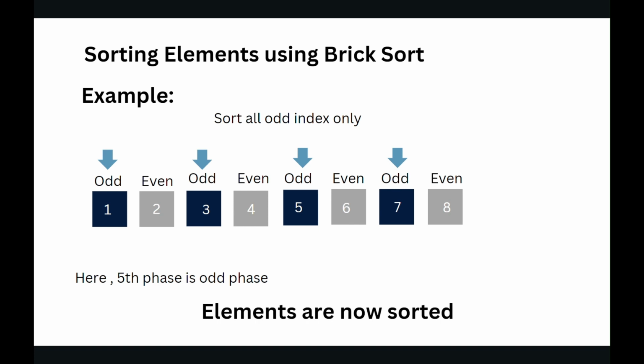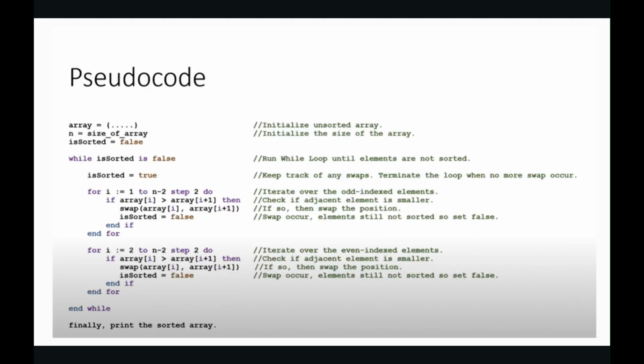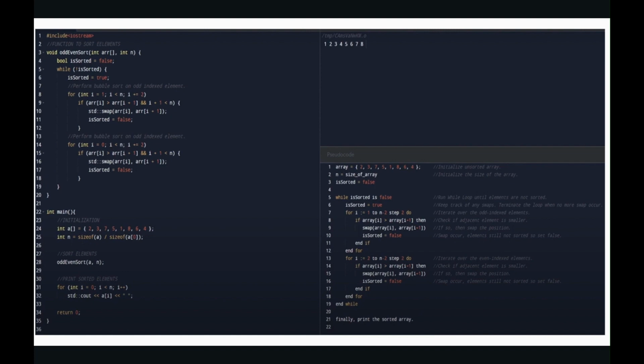Now let's move into the pseudocode part of this brick sort. The pseudocode part of this brick sort looks like this. Now I would like to show you the code of brick sort algorithm in C++. I will just show you the code and explain how it works. As we all know, the code begins with the inclusion of iostream, which allows input and output operations.